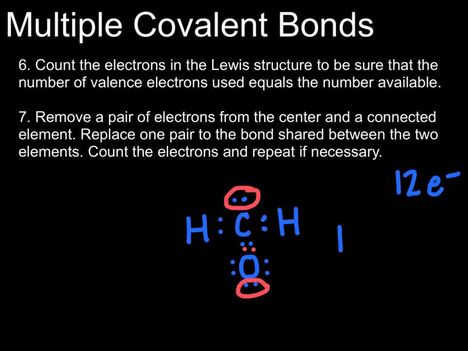So we have hydrogen, which has a single bond to carbon, which has a single bond to another hydrogen. And then we have 2 pair of electrons being shared with the oxygen, which has these 2 lone pair of electrons on the side. Now let's count our electrons. Remember, each line represents 2 electrons. So we have 2, 4, 6, 8, 10, and 12. So this now gives us the correct number of electrons in our structure.